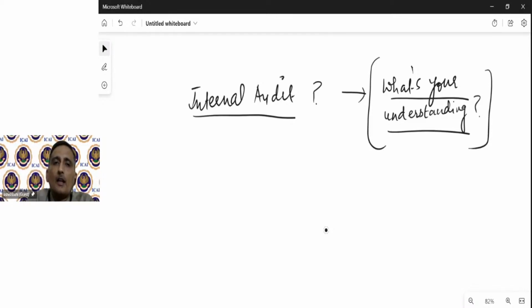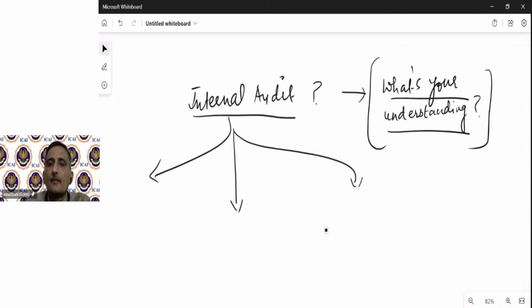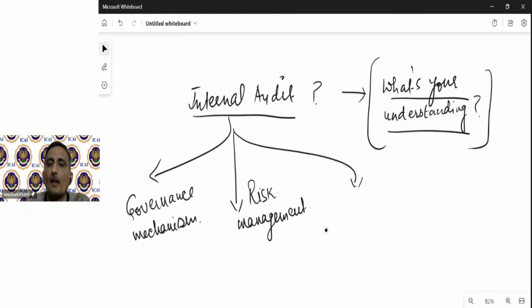So internal audit, guys, basically stands upon three pillars. What are those three pillars? It helps in improving the governance mechanism of the company. And it strengthens the risk management of the company. And third is the internal control of the company.